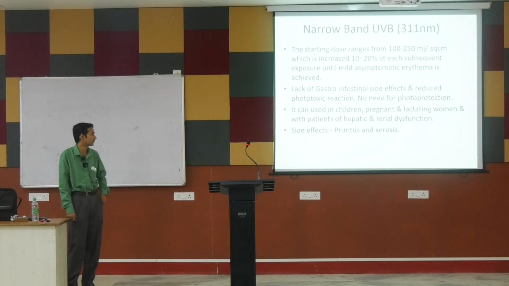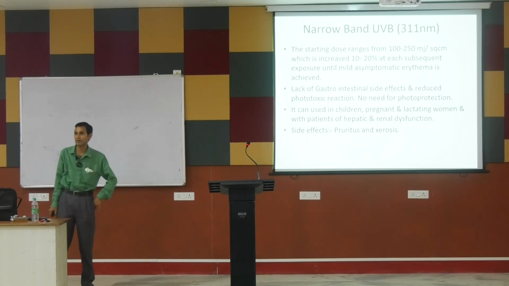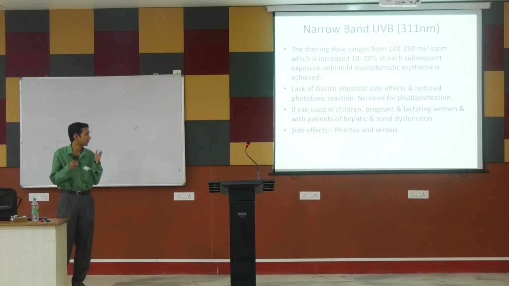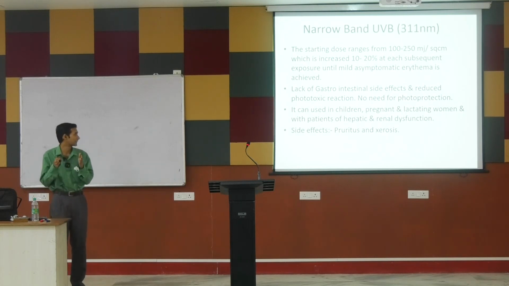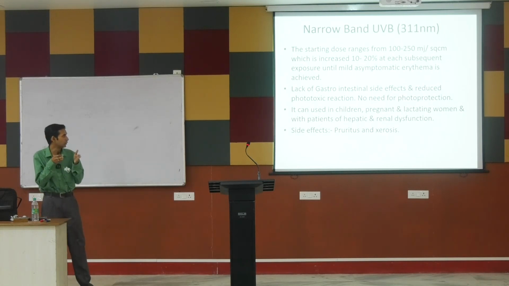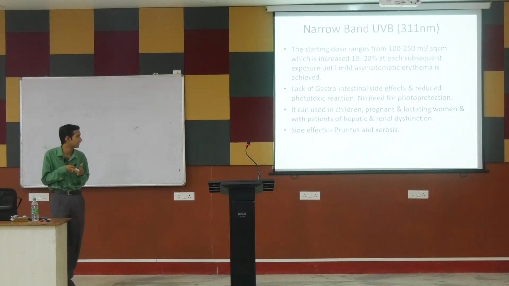In narrow band UVB, the wavelength is most important. Wavelength 311 nanometer. The starting dose ranges from 100 to 250 millijoule per square centimeter, which is increased by 10 to 20% at each subsequent exposure, until mild asymptomatic redness or erythema is achieved.